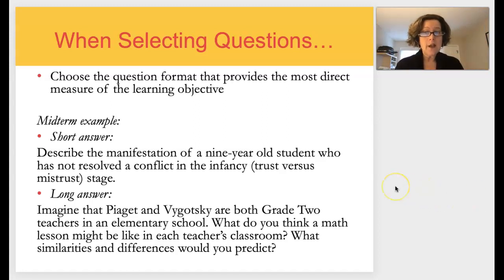So, short answer: describe the manifestation of a 9-year-old student who has not resolved the conflict in infancy, trust versus mistrust stage. I purposely put this as a short answer because we did spend a bit of time on this whole idea of having to resolve that conflict, but we didn't spend hours and hours on it. However, I put as a long answer the concept of Piaget and Vygotsky, because we spent a fair bit of time on those theories. We dove deep into their theories. We applied them in the classroom. That's why that one was a long answer question, because we had gone a little bit deeper.